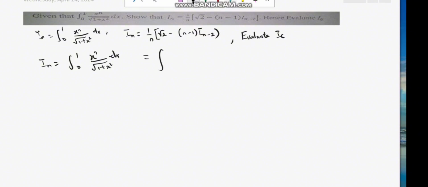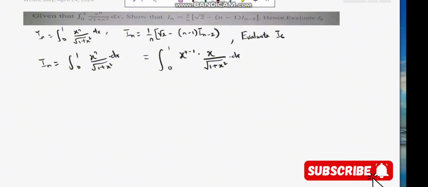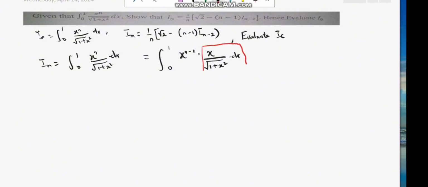So basically, this problem will be solved by integration by parts, but this is what I will be doing. I will reduce the upper part this way, and I will write it this way over root of 1 plus x squared dx. If you look at this part of the equation, it is actually a standard integral that we know before, which is the integral of f prime of x over root of f of x dx.